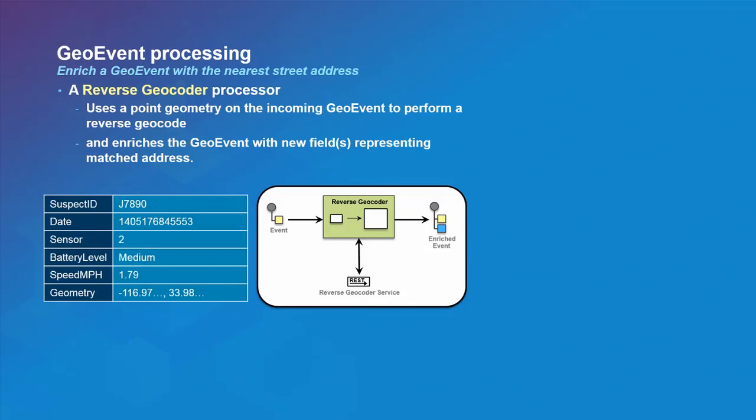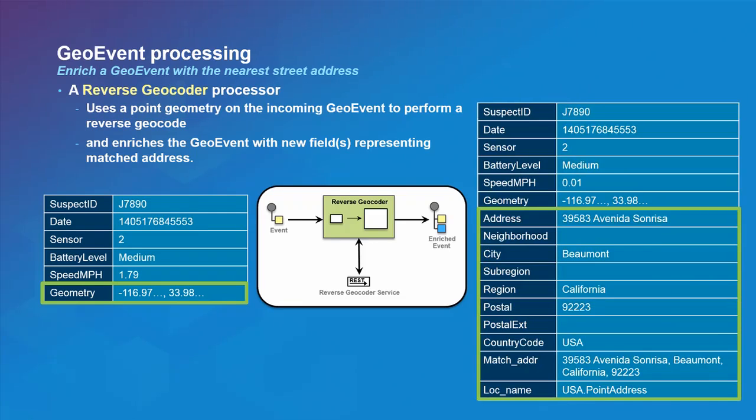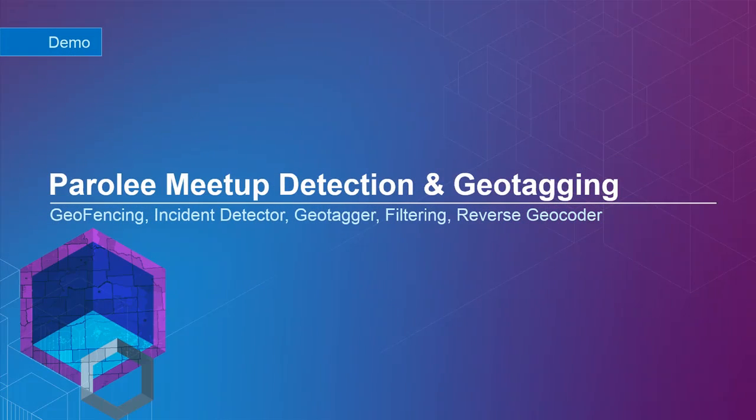So here we receive an event record in, it has a geometry that is a point, and then we're enriching the record with a bunch of information based on the closest address. So let's take a look then with dynamic geofencing, the incident detector, the geotagger, some filtering, and the reverse geocoder.